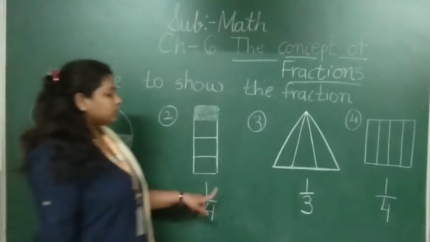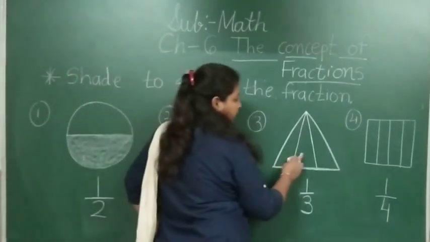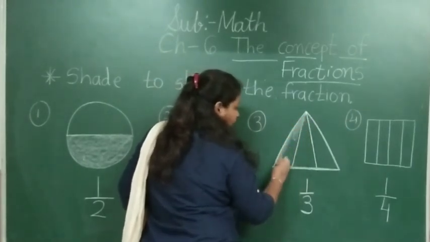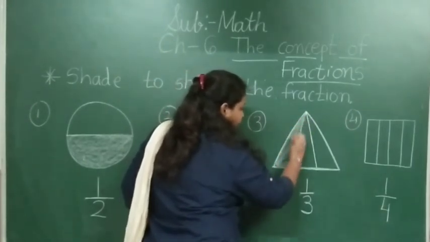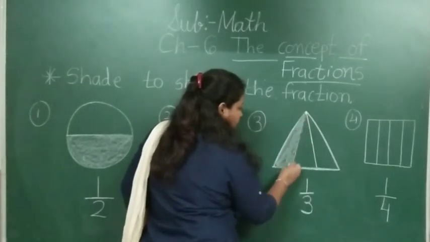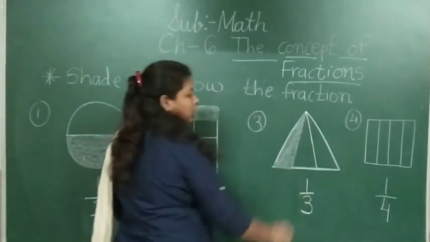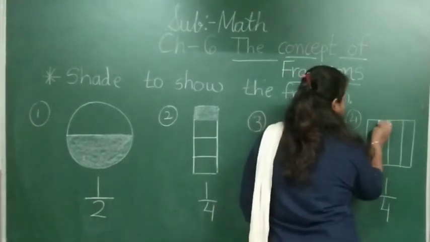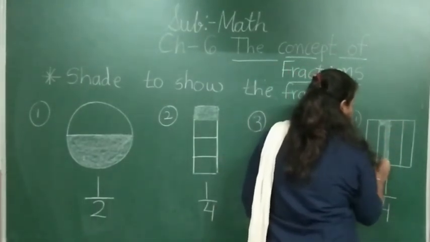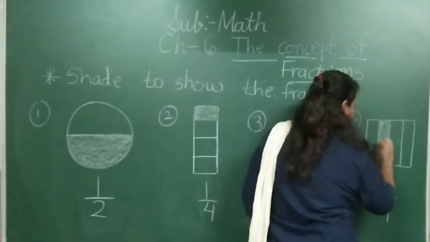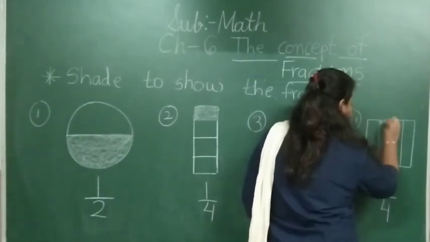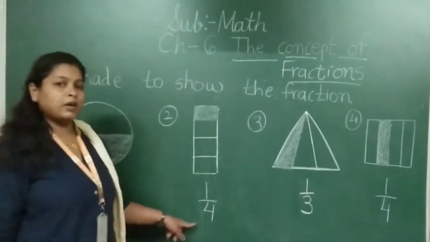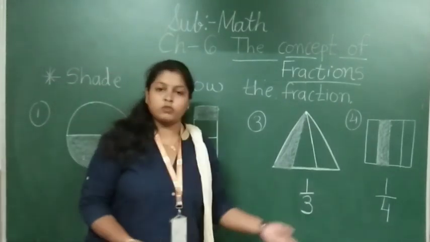Done. Now the next is 1/3. 3 equal triangles are there. So for that I have to color any one of this triangle that you can see here. Okay. Now the last one is 1/4. That means any of this I have to color 1. So have you seen that how I have shaded the part using this fraction?